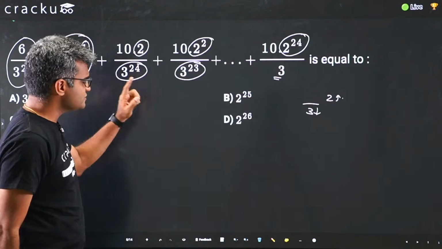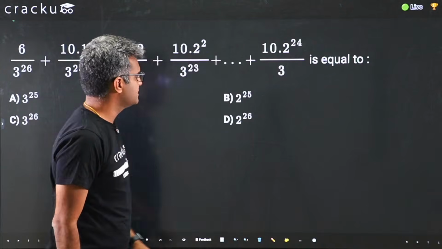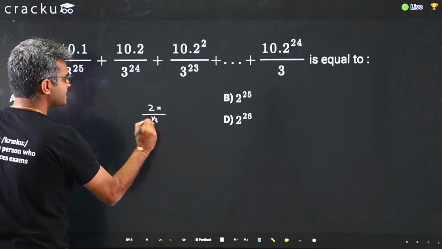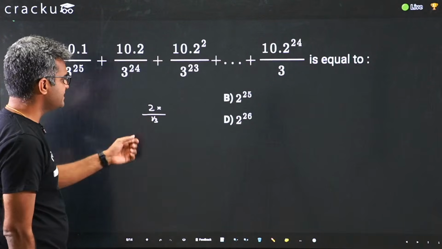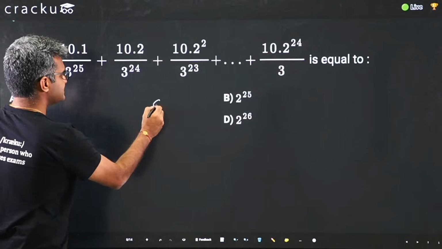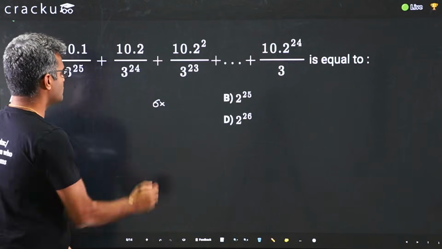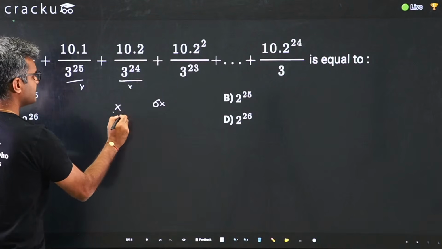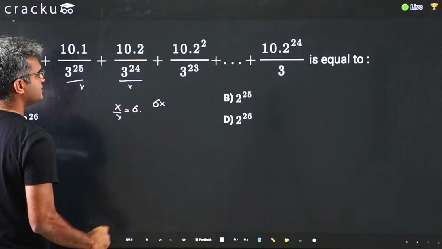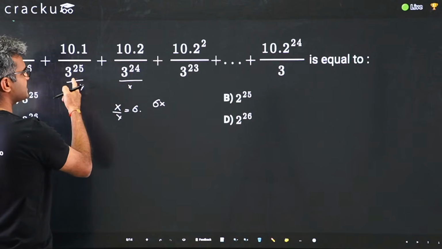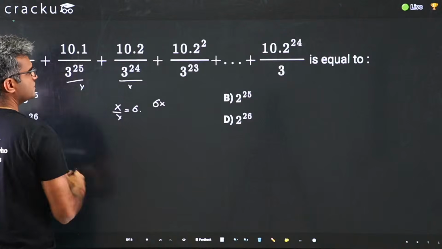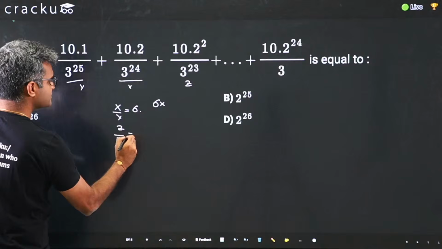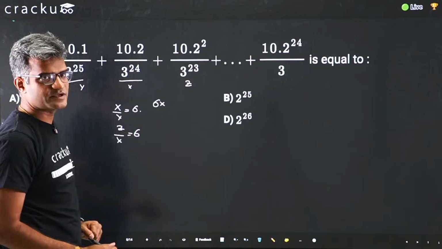So if you're looking at each of the consecutive terms, the numerator is getting multiplied by 2 and the denominator is getting divided by 3. Or basically every term is increasing by 6 times from the earlier term. If you're looking at this term divided by this term, if this is x and if this is y, x by y is equal to 6. Because this is 3 to the power 24, this is 3 to the power 25 in the denominator and we have 2. Similarly, if this is z, z divided by x is also equal to 6. So this is basically a geometric progression.